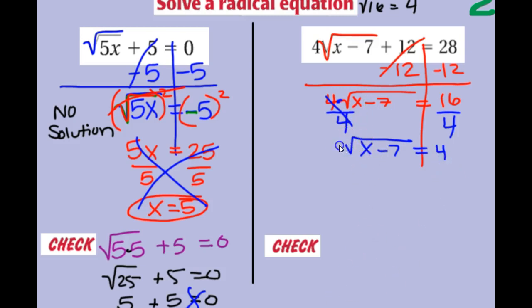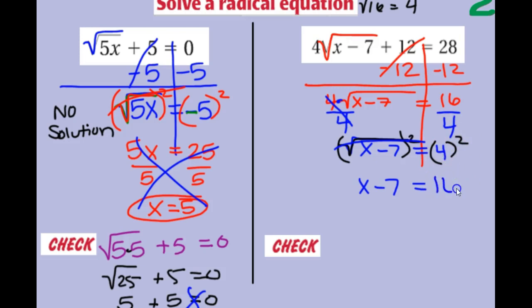And now we need to get rid of this square root. The opposite of a square root is to square both sides. Just like if I was to multiply by 5, I would have to do it on both sides. Just like I subtracted 12, I did on both sides. So our square root and our square cancel and leave us with x minus 7 equal to 4 squared.